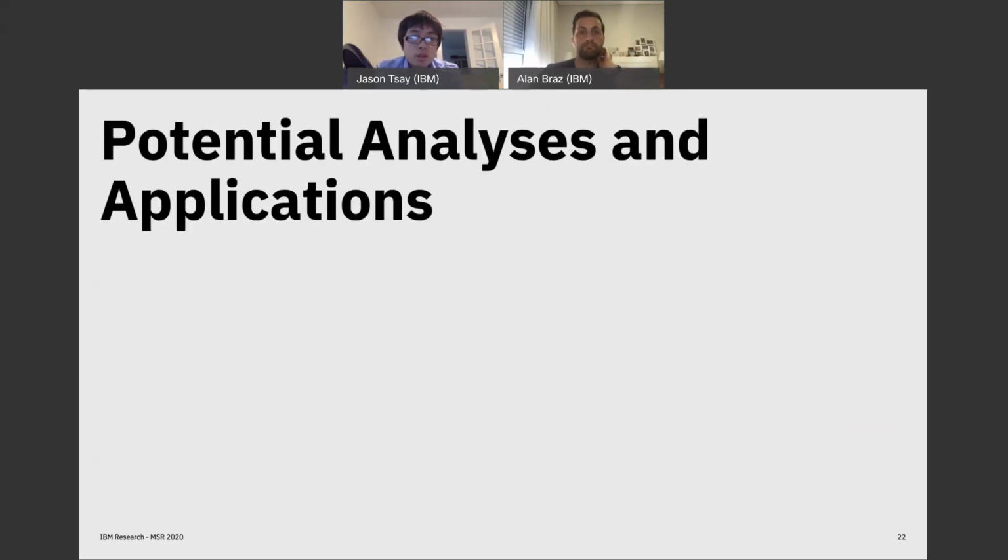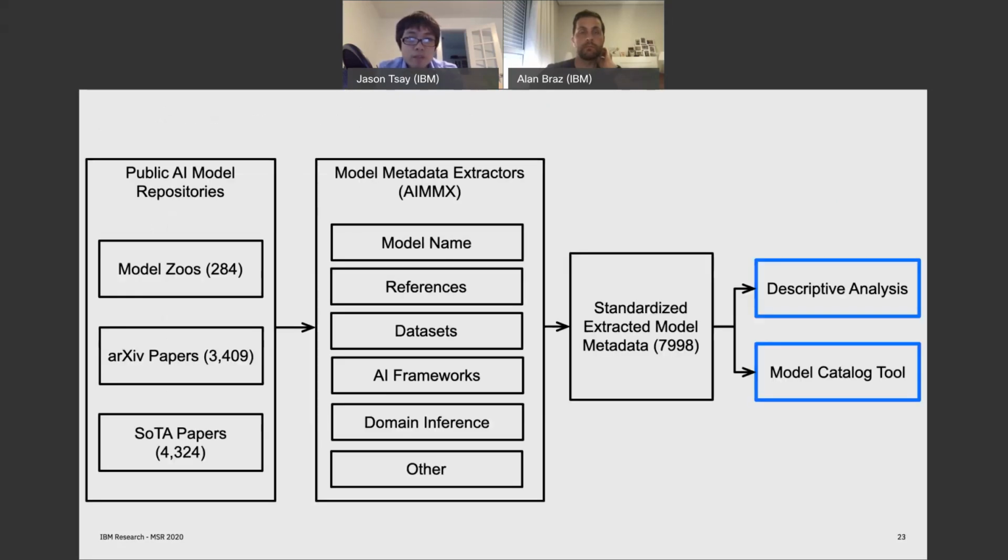So once you actually have this metadata, what can you do with it? Here, it's our opinion that once you have this metadata, you're able to reason about it at scale. The things you could potentially do is an analysis across a large set of AI models, or you could create a tool that helps you manage all of these models, and that's what we did.